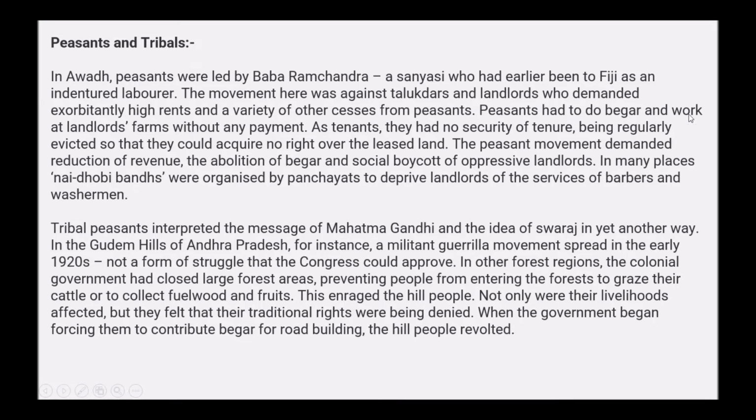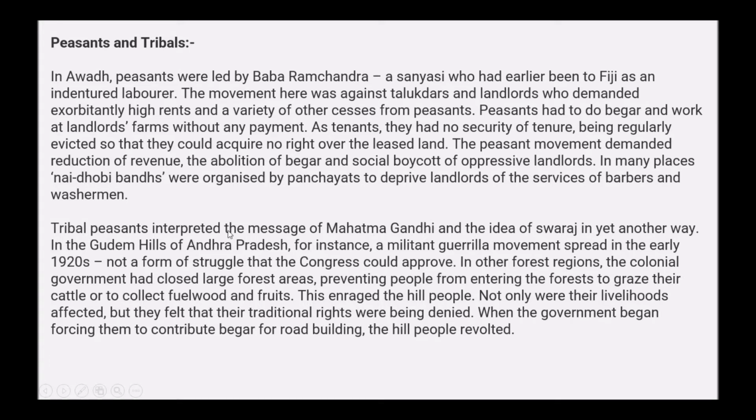Peasants had to do begar and work at the landlord's farm without any payment. As tenants, they had no security of tenure, being regularly evicted so that they could acquire no right over the leased land. The peasant movement demanded reduction of revenue, abolition of begar, and social boycott of oppressive landlords. In many places, nai-dhobi bands were organized by panchayats to deprive landlords of the services of barbers and washermen.